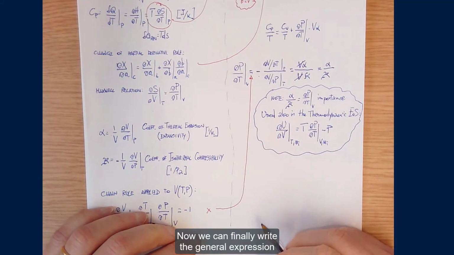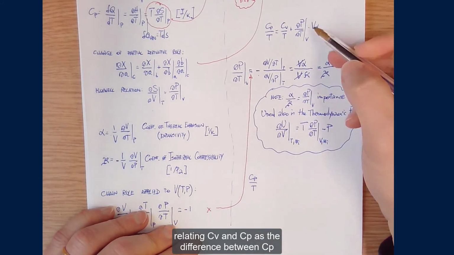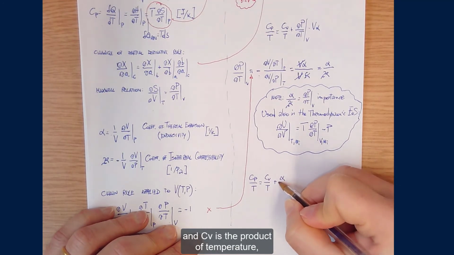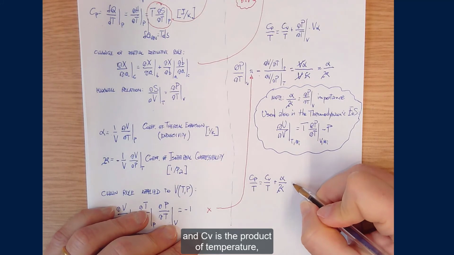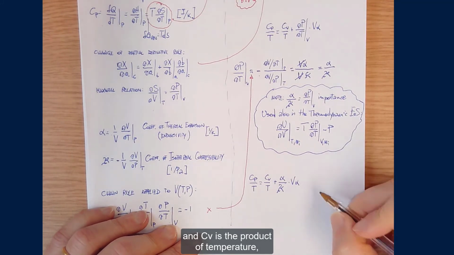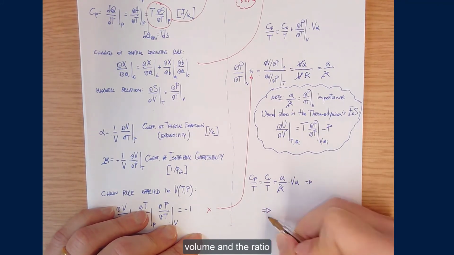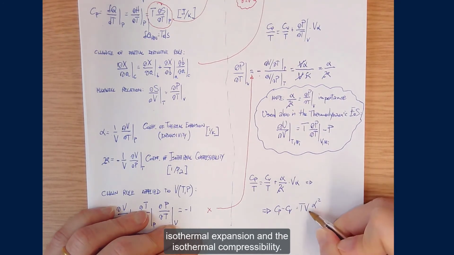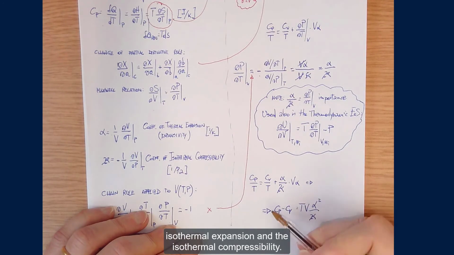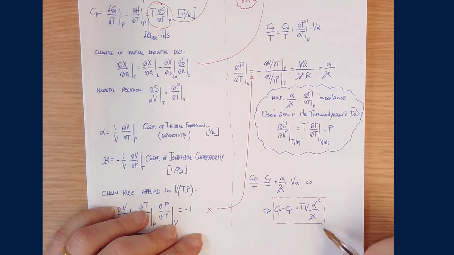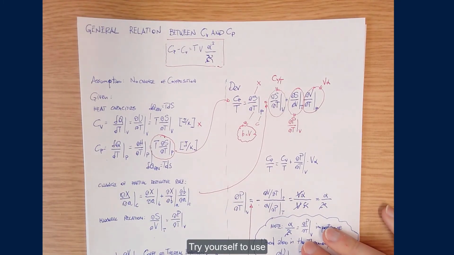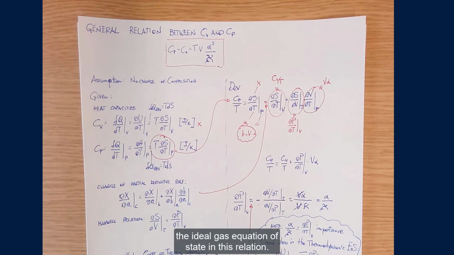Now we can finally write the general expression relating Cp and Cv. The difference between Cp and Cv is the product of temperature, volume, and the ratio between the square of the coefficient of thermal expansion and the isothermal compressibility. Try yourself to use the ideal gas equation of state in this relation.